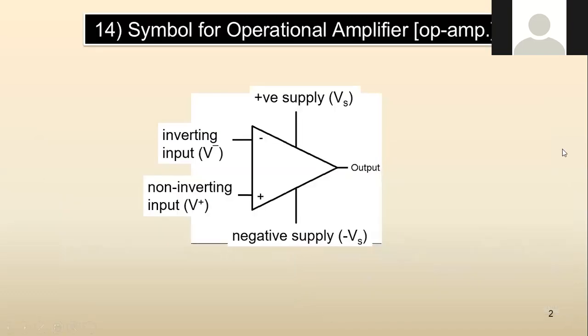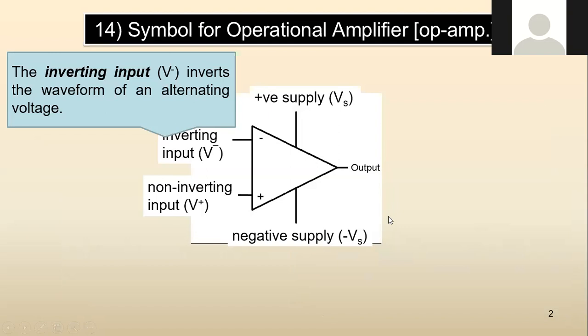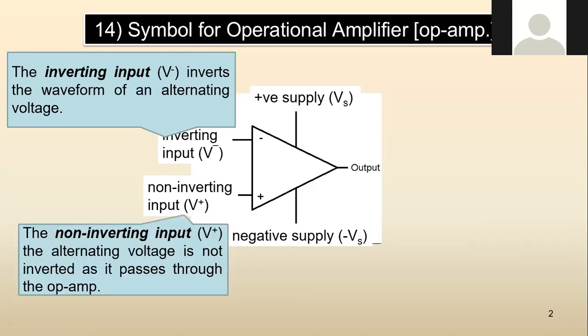Let's just review. This is the symbol of the operational amplifier circuit. We have a negative terminal called the inverting input, and a positive terminal called the non-inverting input. And that is the supply voltage, positive and negative. It allows us to have an output that is positive and negative, which means we amplify the positive portion and the negative portion. Basically, whatever you put into the inverting input gets inverted. The non-inverting input is just amplified. Whatever you put in comes out amplified.